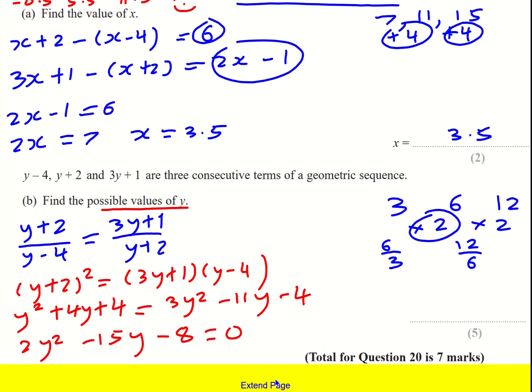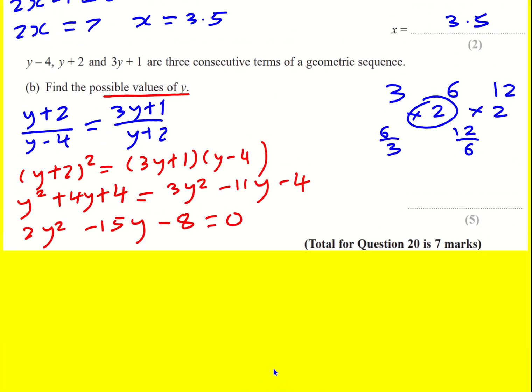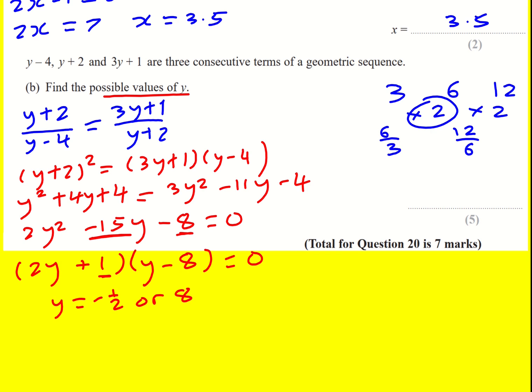Okay, we could just put this in the quadratic formula. I'm suspecting it's going to factorize, so it's up to you. But if it's going to factorize, it would be 2y and y. And then I've got an 8 here, so I suspect I'm going to put 8 here and 1 here. I know I need an odd number overall, so I had to have an odd number here because when I do 2y times whatever's there, I'll get an even number. Anyway, it's going to work. I'm going to put a minus there and a plus 1 there. So y is equal to minus a half or 8. And yeah, that's it. Both of these are valid.